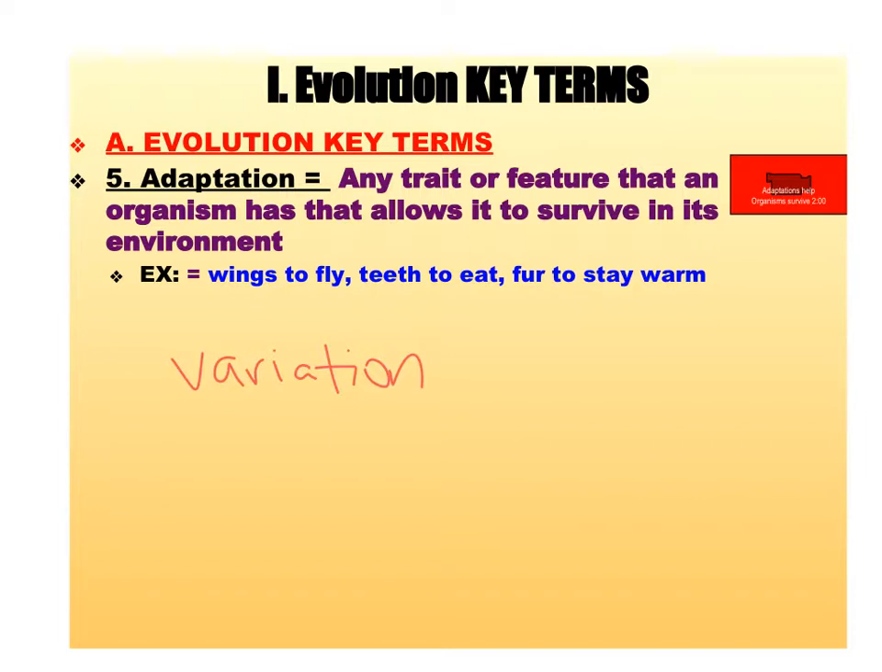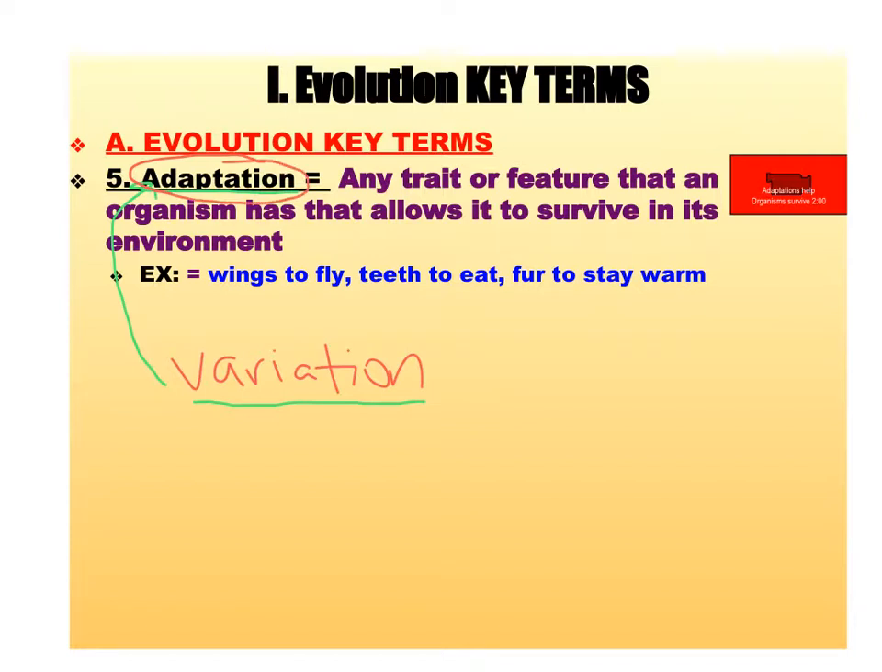Okay, so a very important term in evolution is the term adaptation. Since in a population of organisms there's a variety of alleles in the gene pool, therefore there's a variety of traits. Some of these traits can give organisms an advantage. They give them a better chance to survive or reproduce. And any trait or feature that gives you an advantage to survive and reproduce, that's called an adaptation.